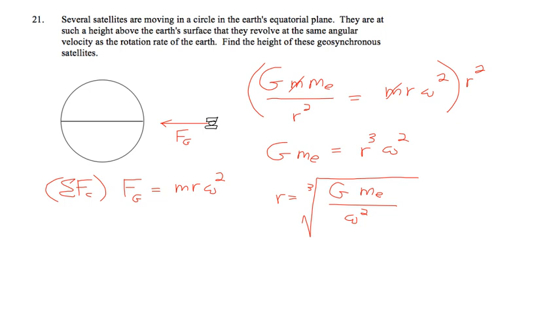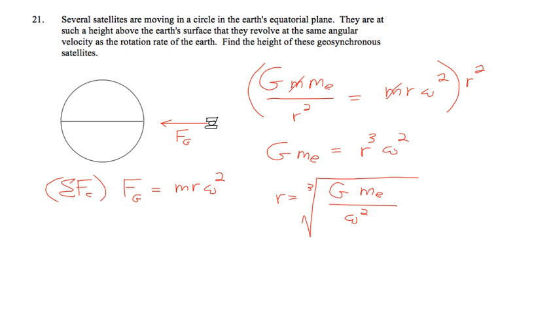Now, I know what g is. It's a constant on your formula fact sheet. I know what the mass of the Earth is. It's on your formula fact sheet. We need to get the omega in radians per second in order for this formula to work. So I know how fast it takes for the Earth to rotate once. How long does it take for the Earth to rotate once? 24 hours. So that means that the satellite has to revolve around the Earth once every 24 hours.